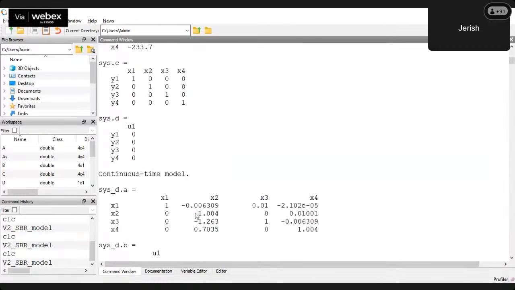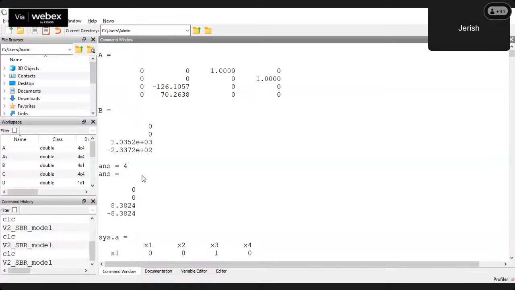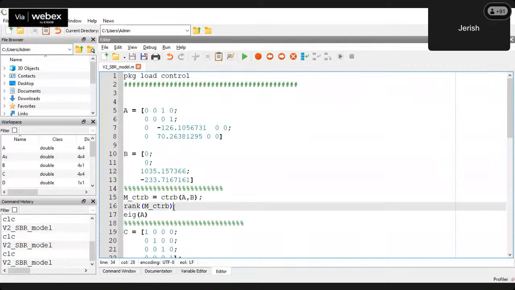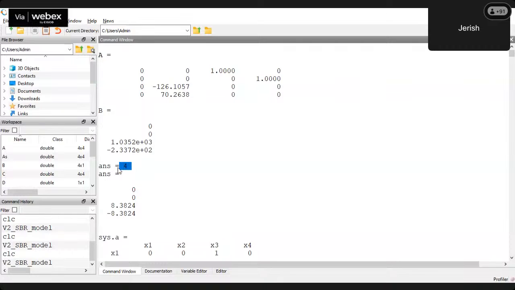Okay, so as we run it, we can see something on the command window. The results will be produced on the command window. We see the A and B matrices. Next we printed the rank. After the A and B matrices, we have printed the rank of the controllability matrix, which here, as you see, comes as 4. This means that the system is full rank and it is controllable, right?